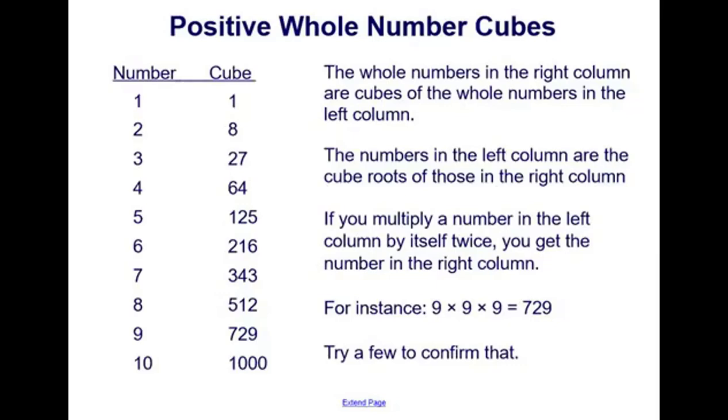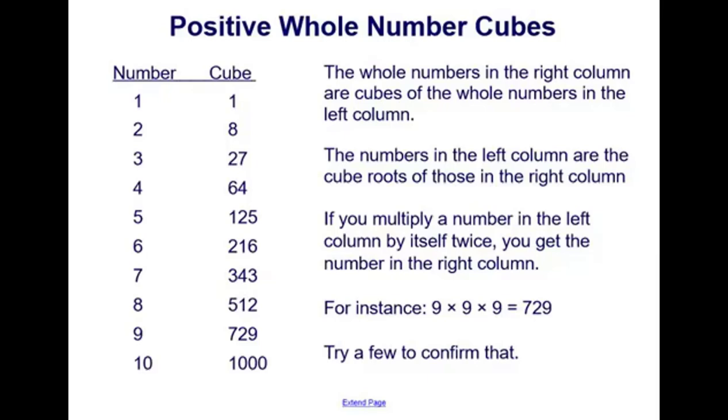So here we have a list of our positive whole number cubes. The whole numbers in the right column are cubes of the whole numbers in the left column. The numbers in the left column are the cube roots of those in the right column. If you multiply a number in the left column by itself twice, you get the number in the right column, or including that first number, it's a total of 3 times.